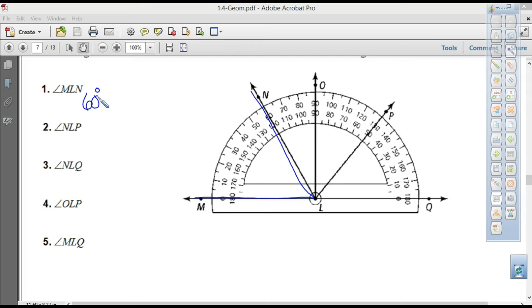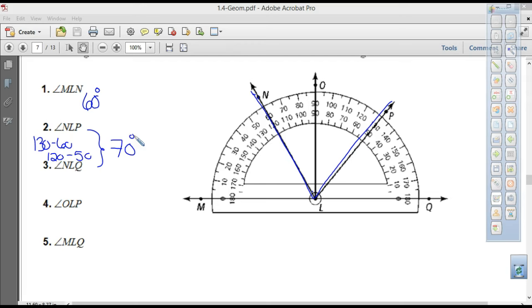Okay. So how about, then we've got to look at, they want NLP. Now what? I got 2 different numbers there. How big is that? Okay, so you can do it 2 different ways. You can go 130 minus 60. You can take the top numbers and subtract them. What if I take the bottom numbers? Then it's 120 minus 50. Do I get the same thing? So either way, I'm getting 70 degrees. Questions on how to use the protractor?